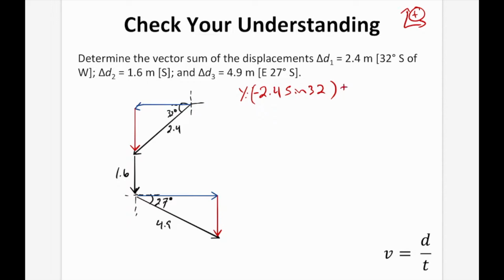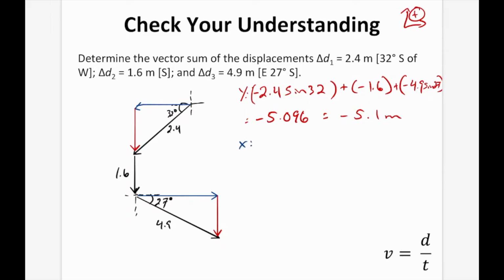We're then going to add that to this negative 1.6 because it's going down. So plus negative 1.6. And then we're going down again for the third one, so we're going to add negative 4.9, it's opposite, so sine 27. And when you put those in your calculator, you get negative 5.096. So let's round that to negative 5.1 meters.